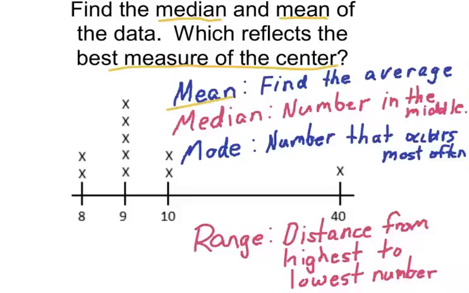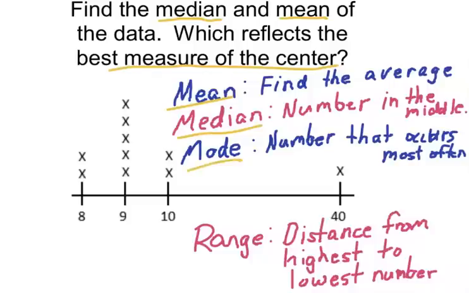So there's 2 8s, there's 1, 2, 3, 4, 5 9s, 2 10s, and 1 40. You add all of those together and then divide by 1, 2, 3, 4, 5, 6, 7, 8, 9, 10, because there are 10 numbers in this data set. That's how you find the mean. The median is the number in the middle. So we're going to line up these numbers, 8, 9, 10, and 40, and we're going to find the number that's directly in the middle.